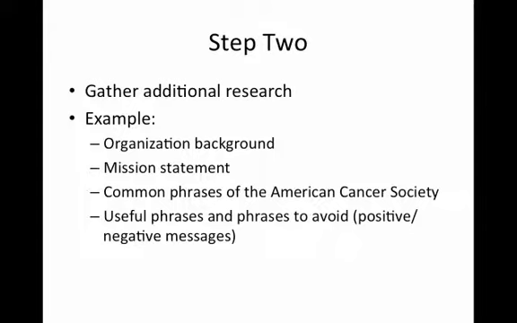Step 2. Gather additional research. Additional research is always helpful in identifying the best ways to reach the target audience. I chose to research the background of the American Cancer Society organization, as well as the Relay for Life event, the mission statement of the organization, common phrases that showed up on the American Cancer Society website, and useful phrases and phrases to avoid. These can also be described as positive messages or negative messages that you do not want to convey.